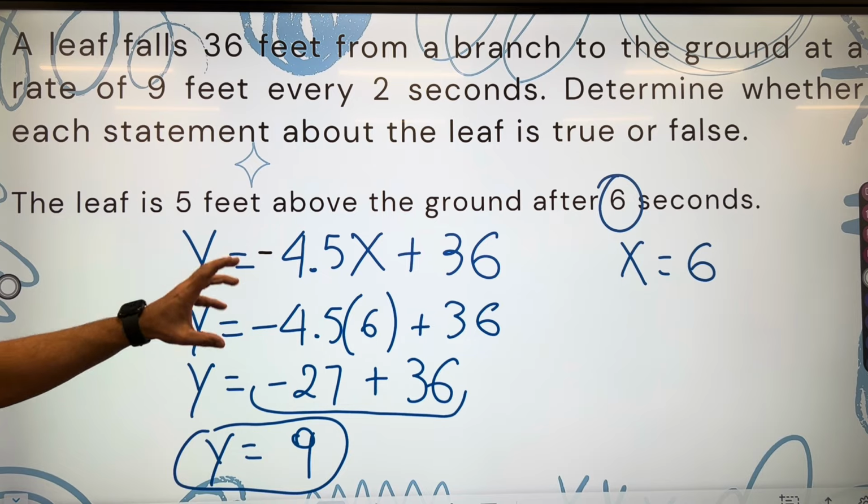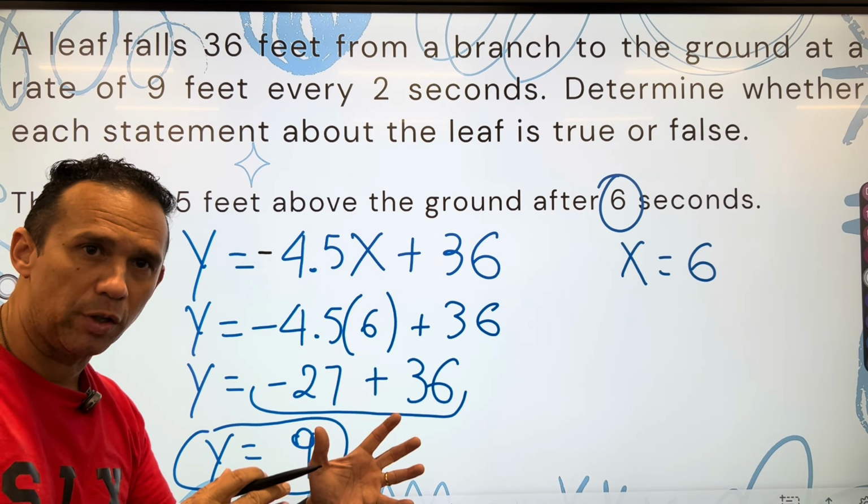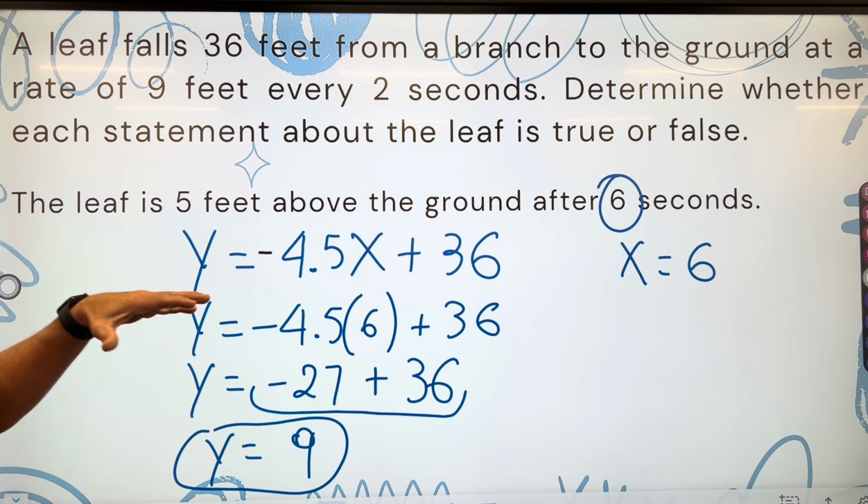So if you find one equation, you can do this for any type of question like that, and you can get the height at any time.